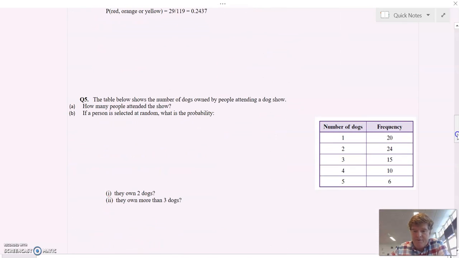Question 5. Okay. The table below shows the numbers of dogs. So the table over here shows the number of dogs owned by people attending a dog show. How many people attended the dog show?